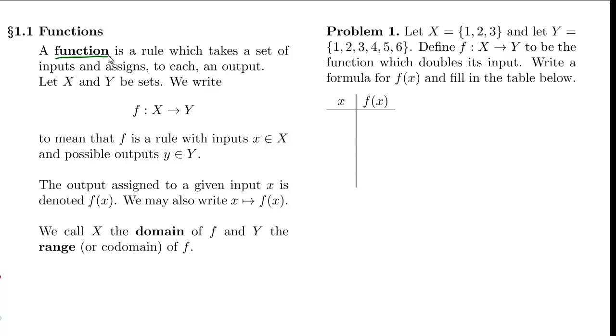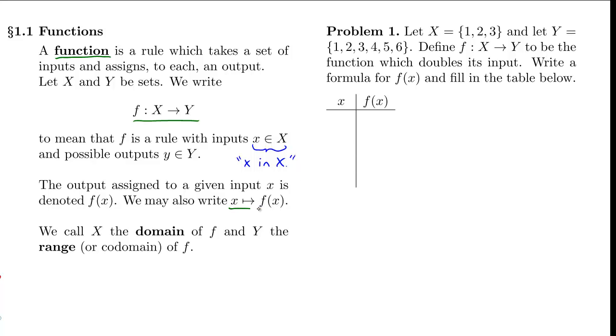When specifying a function named f, we write f goes from X to Y. F takes its inputs from the set X and produces outputs in the set Y. This notation here should be read as little x is in capital X. So x is a member of capital X. For a given input x, we write f of x for its output.